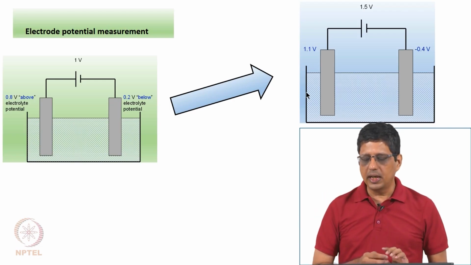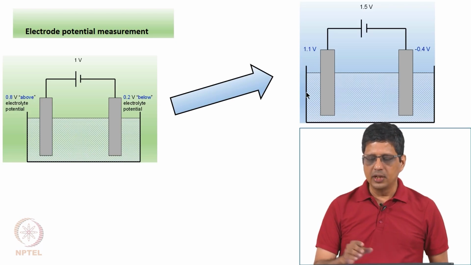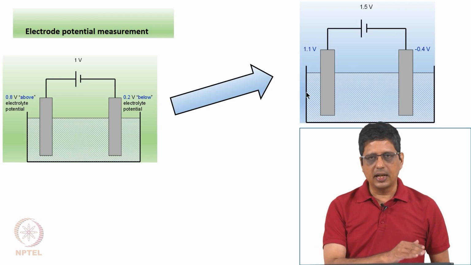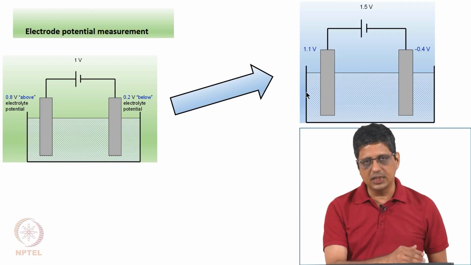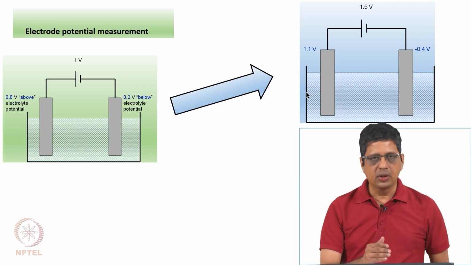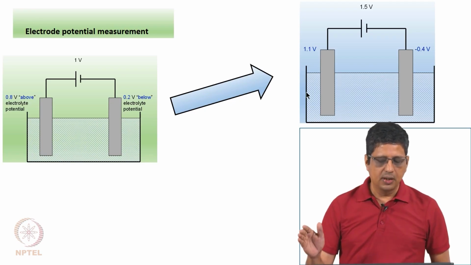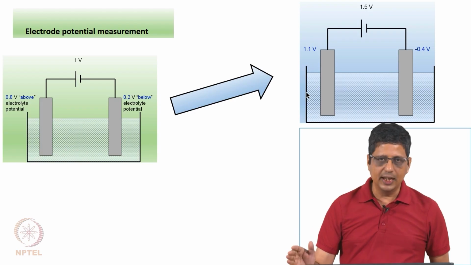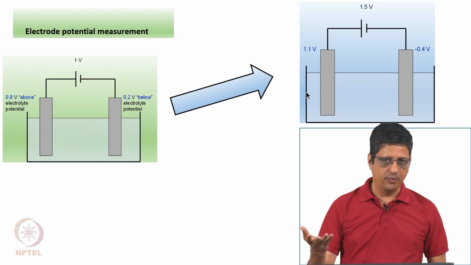It may go like the example given here. If I change from 1 volt to 1.5, the electrode on the left side can increase by 0.3 volts. The potential across the interface for the electrode on the left side may go from 0.8 to 1.1, and the potential across the interface for the electrode on the right side may go from minus 0.2 to minus 0.4. That is a possibility.